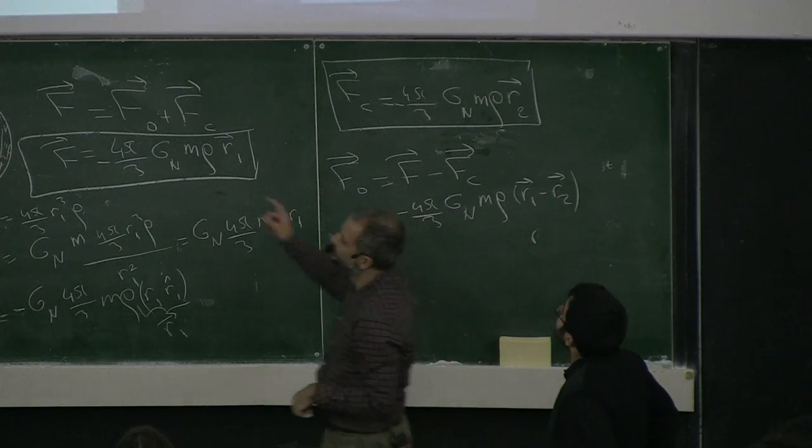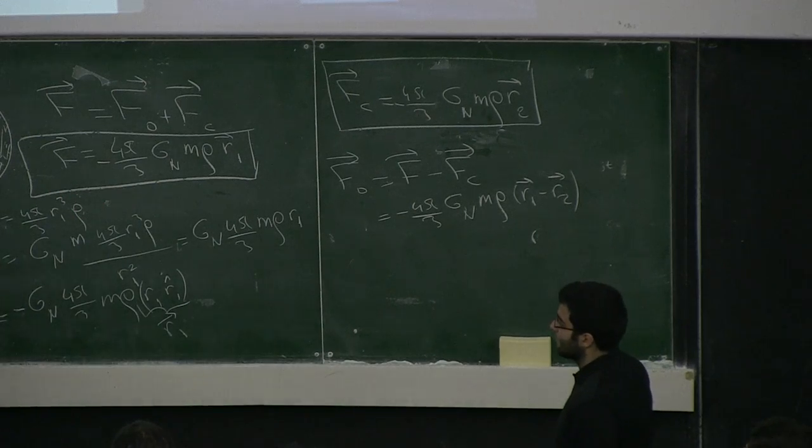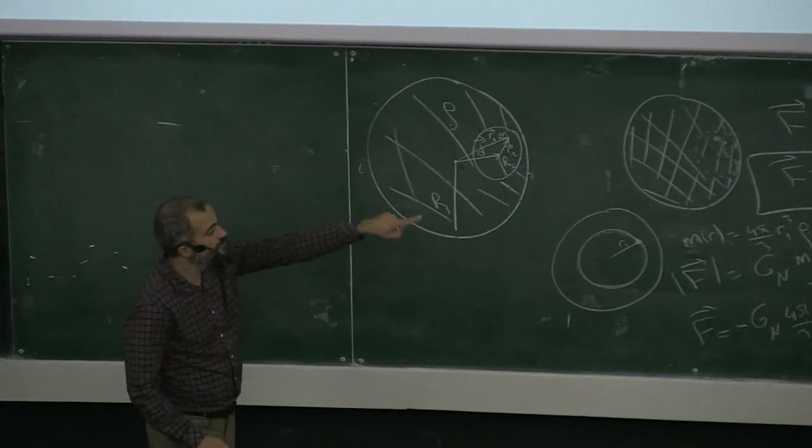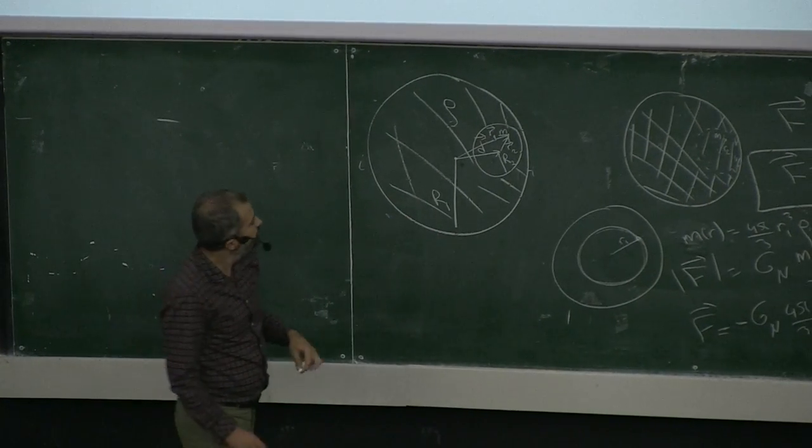So we have time. Okay, so let's come here. I wanted to look at the time. Let's come here. What is that r1 minus r2 vector?